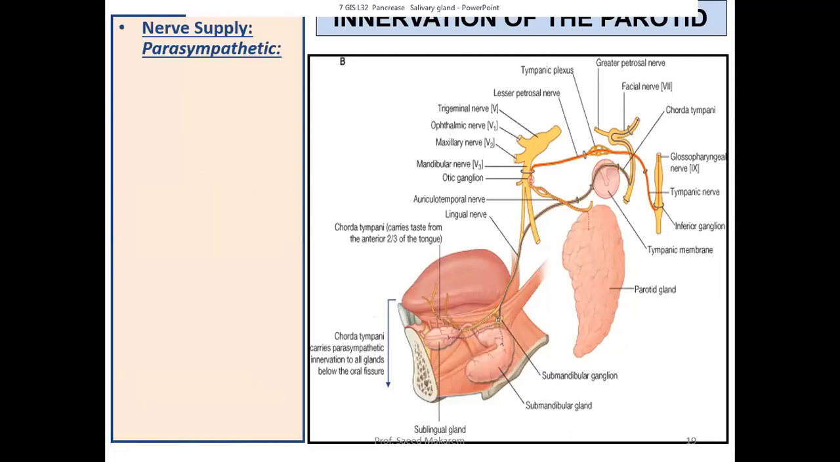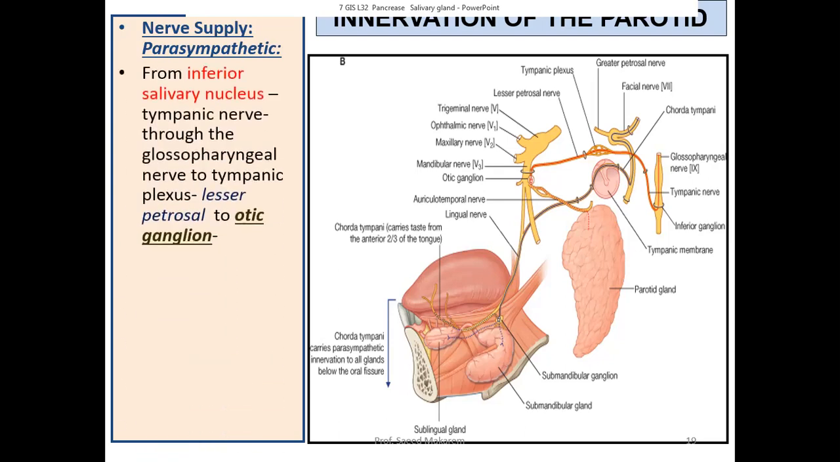So the innervation of the parotid gland is again by the autonomic nervous system. It is by both the parasympathetic and sympathetic. Parasympathetic is from the inferior salivary nucleus. From the brain, the tympanic nerve will come here, if you see here. So this is the tympanic nerve coming from the inferior salivary nucleus within the brain stem.